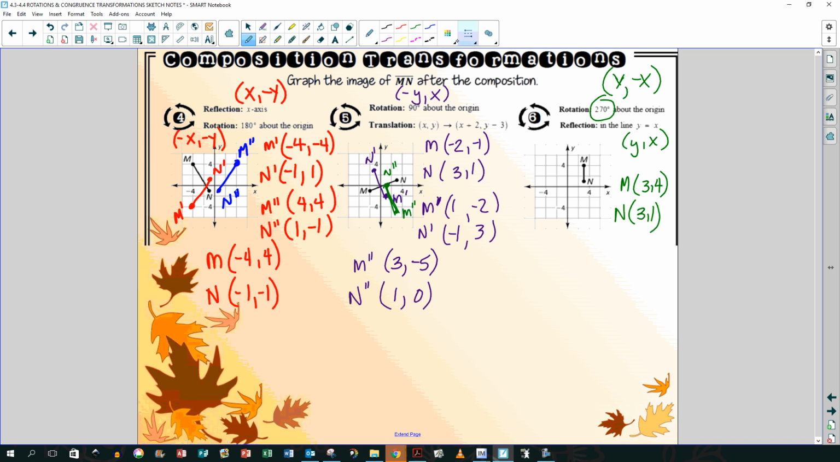All right, so first thing we want to do is rotate. So to find our M prime, N prime, the Y value becomes our X, so 4, 1. So 4 and 1 are our Y values that become our X values. And the X value changes sign, so that's -3, -3.